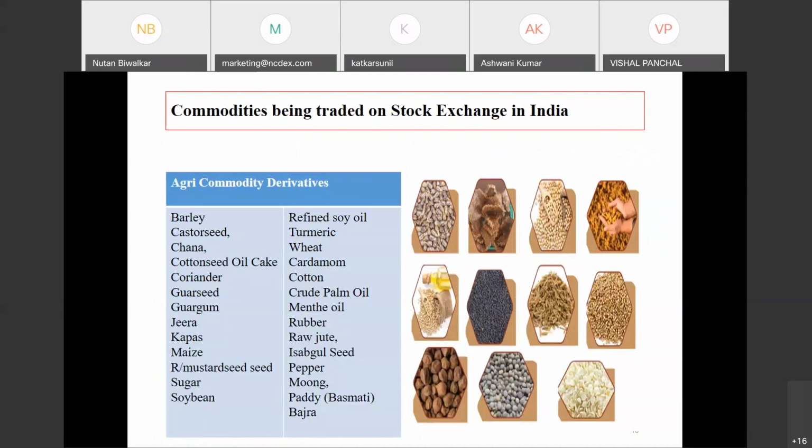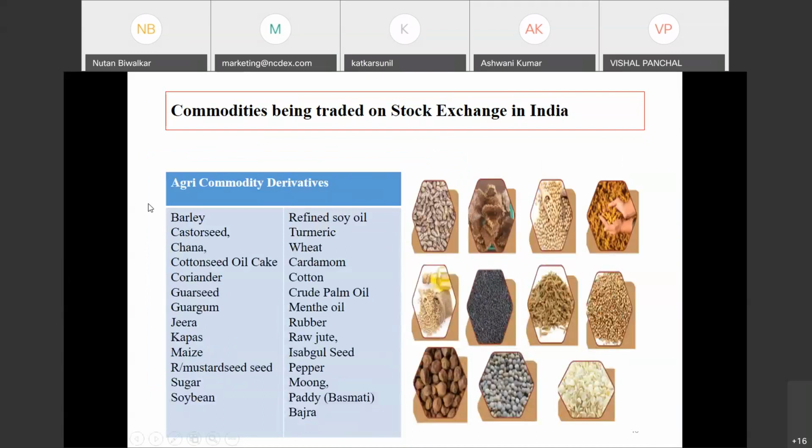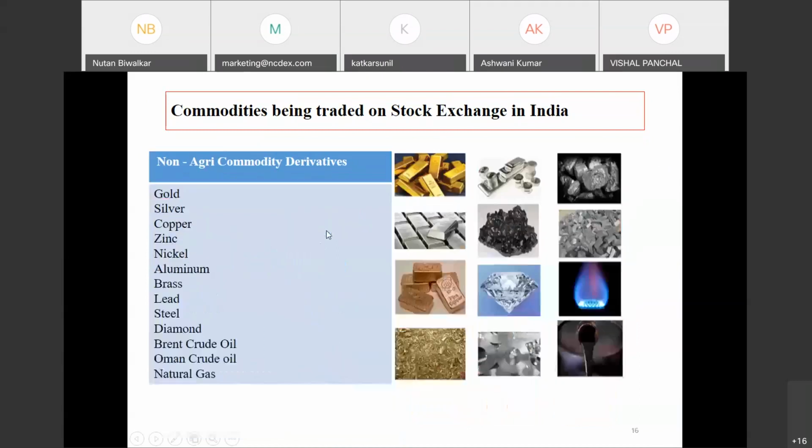See, there are a number of agri commodities as well as non-agri commodities which are being traded on the stock exchanges. Here are barley, castor seed, chana, cotton seed, refined soy oil, turmeric, wheat, cardamom. These are all agri commodities. Then non-agri commodities. One thing I want to say, NCDEX is the pioneer in developing this agri commodity basket, while MCX has the lion's share in non-agri commodities, that is metals as well as Brent crude oil, natural gas and other base metal contracts.